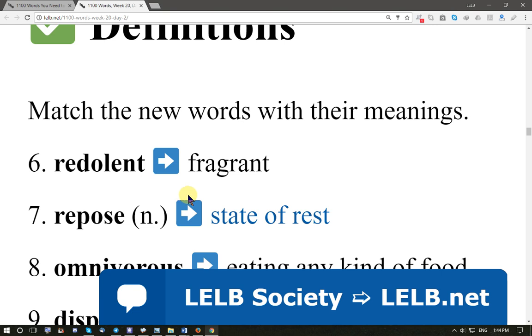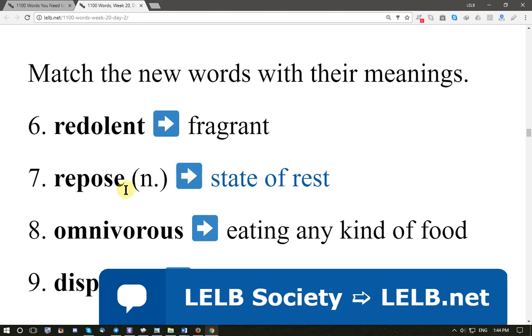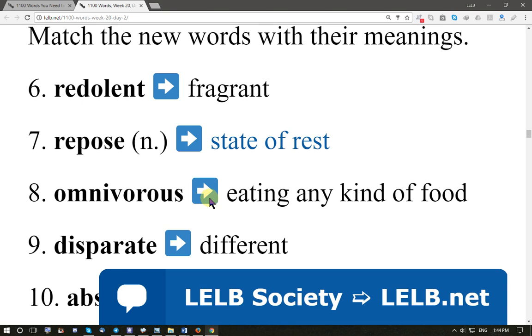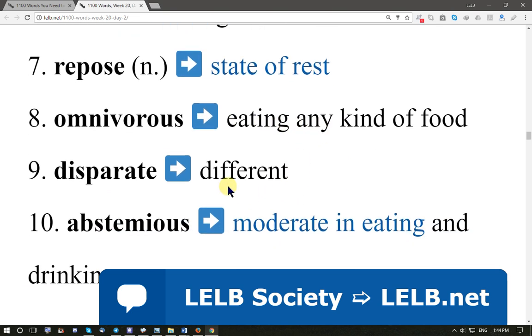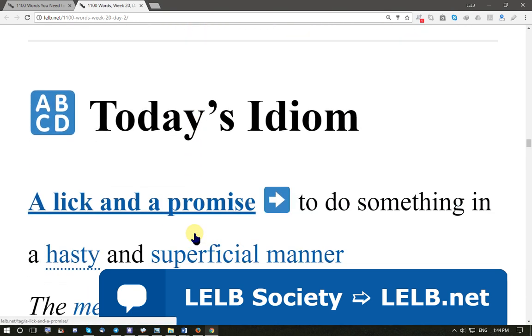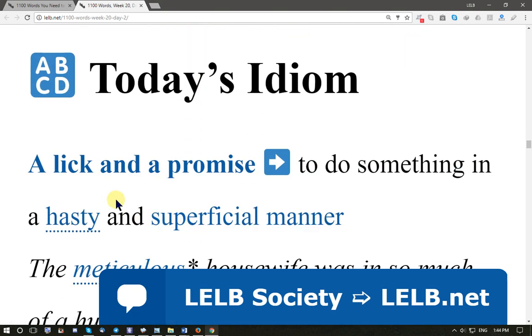Okay, the matching part. Redolent is fragrant. Repose, state of rest. Omnivorous, eating any kind of food. Disparate, different. Abstemious, moderate in eating and drinking. And the idiom, a lick and a promise, means to do something in a hasty and superficial manner. It's cut corners. Also you can say cut corners.